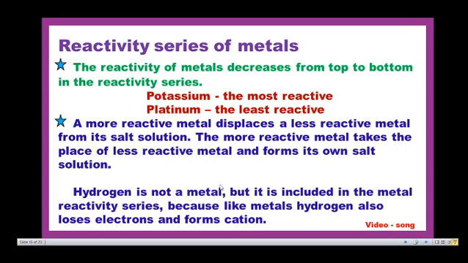And you have seen that hydrogen is placed in the series. You know that hydrogen is a non-metal, yes, but it is placed in the reactivity series of metals. The reason is hydrogen will also lose an electron and form a cation like metals. Metals will lose electrons and produce cations. Non-metals will gain electrons and produce anions. So like metals, hydrogen also loses an electron and forms a cation. That's why it is placed in the reactivity series. The metals which are above hydrogen are more reactive than hydrogen, and those below hydrogen are less reactive than hydrogen. Okay.